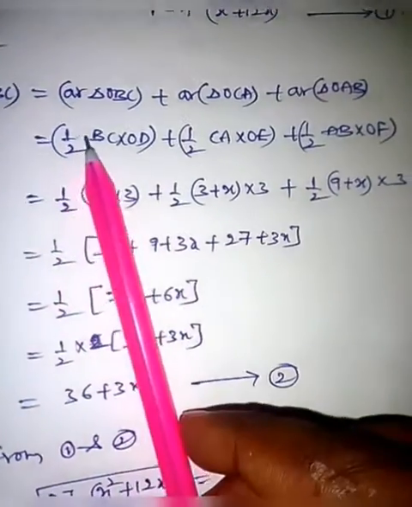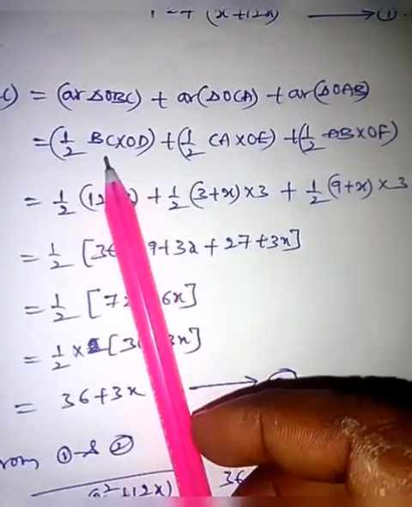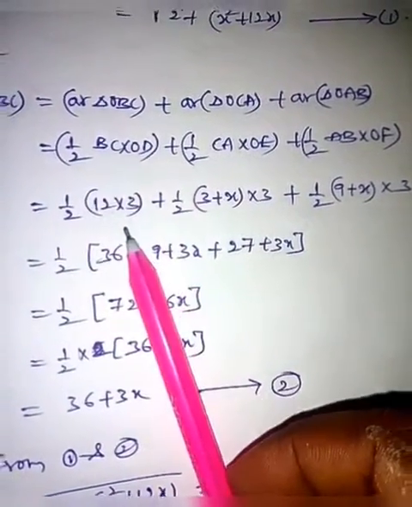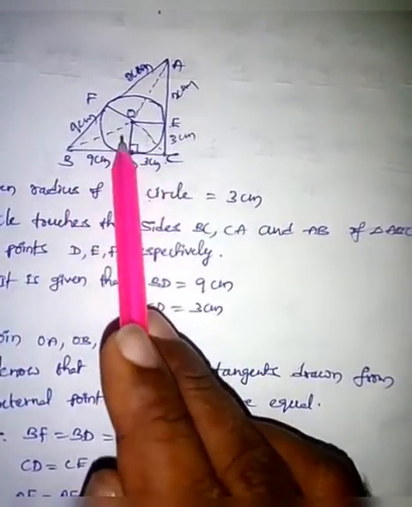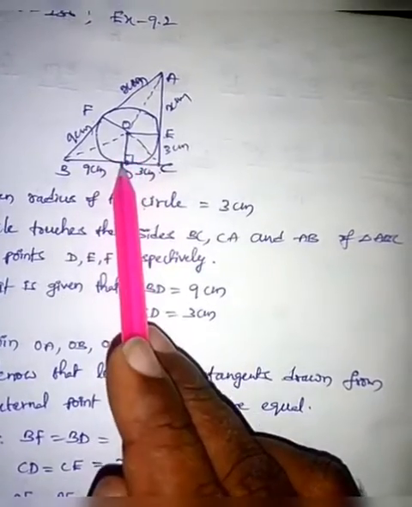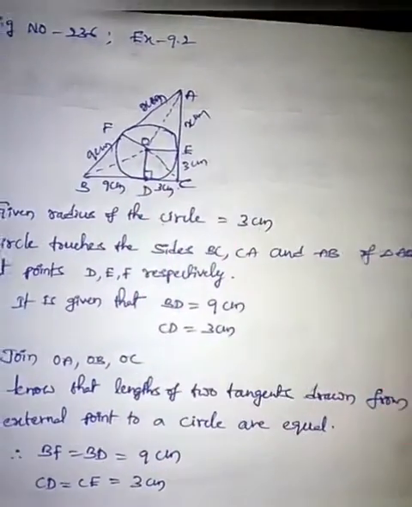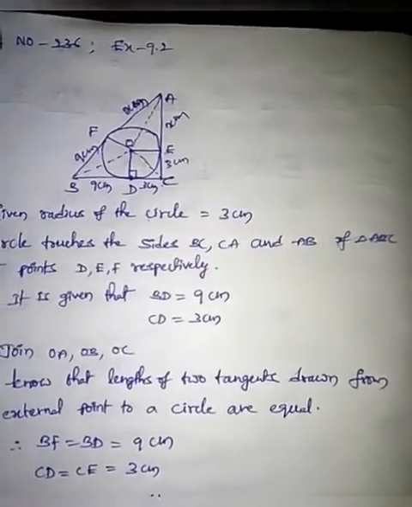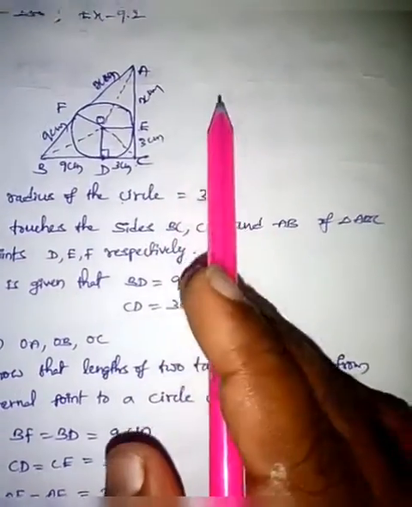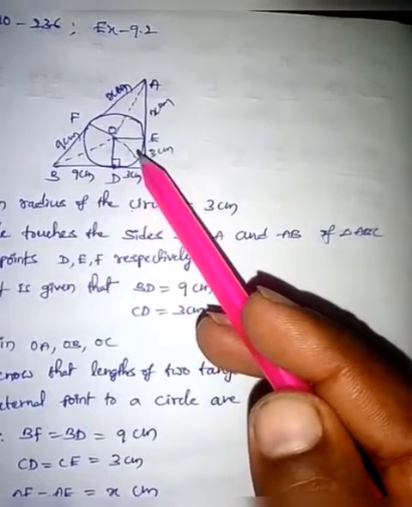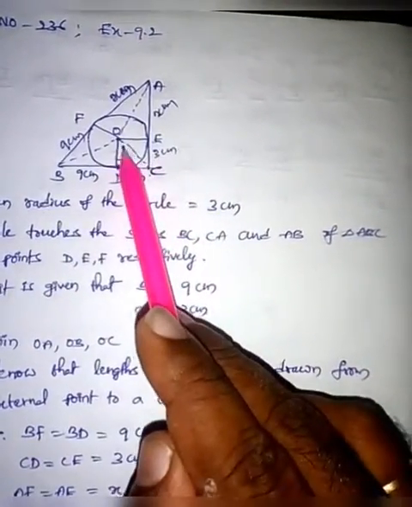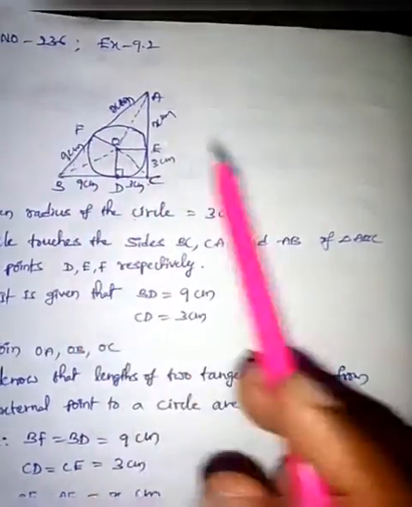Okay. Now substitute the values. BC is 12 cm, OD is 3 cm. So coming to here, BC is 12 cm, 9 plus 3. OD is 3, because this is the radius. Radius is 3 centimeters, because at first we discussed the radius of the given circle, that is 3 centimeters. That's why OD is 3, OE is 3, OF is 3.